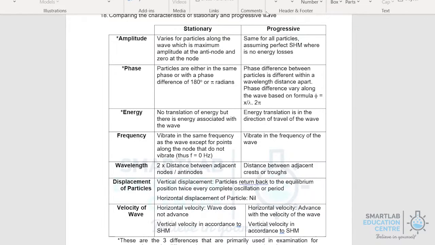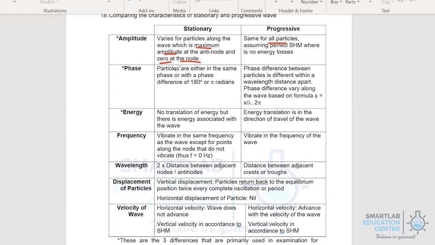Let's now take a look at the differences between stationary and progressive waves. The first is the amplitude. For stationary waves, the amplitude of each particle varies. The particles at the antinode will have a maximum amplitude, while the particles at the node will have 0 amplitude all the time. The rest of the other particles will have amplitude greater than 0 but less than the maximum amplitude. While in the case of a progressive wave, all the particles have the same amplitude.